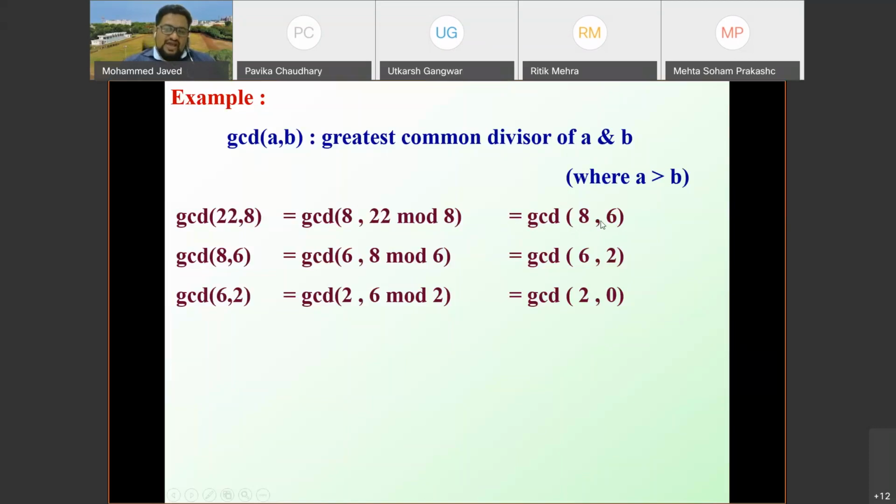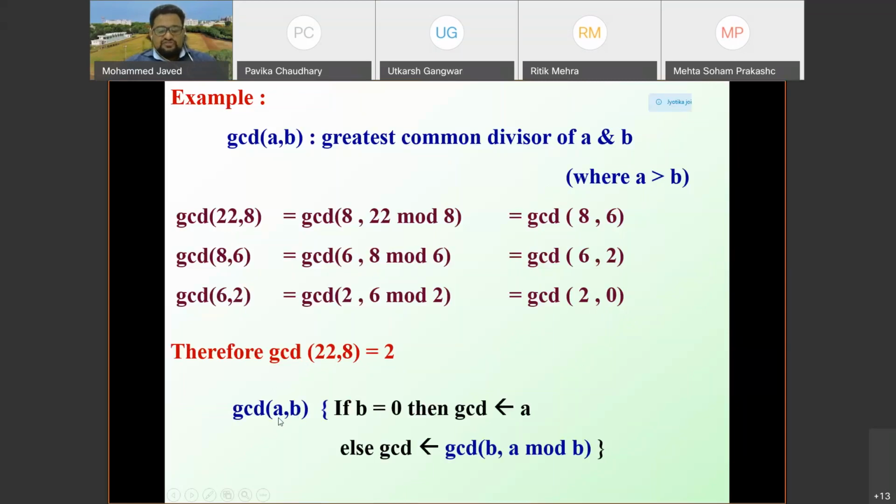Now repeat the procedure again in the same way. GCD of (8, 6) would be GCD of the smaller number, 6, followed by 8 mod 6. Again, you get GCD of (6, 2). Again, you proceed because the terminating condition has not been reached. So you split GCD of (6, 2) into GCD of (2, 6 mod 2). In this case, you get GCD of (2, 0). So we reach 0, and this 0 is the terminating condition here. Therefore, GCD of (22, 8) is 2.